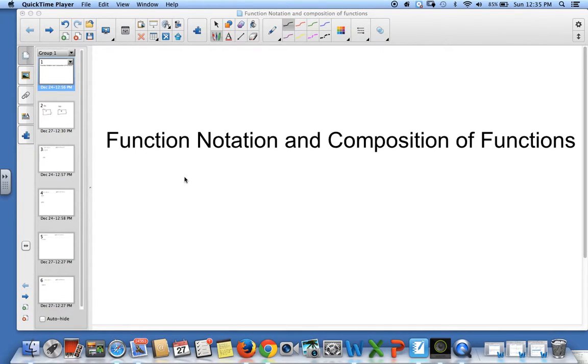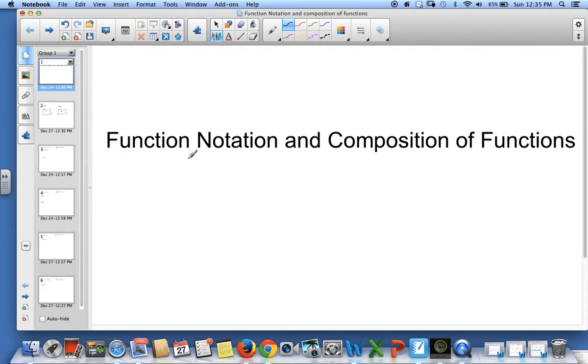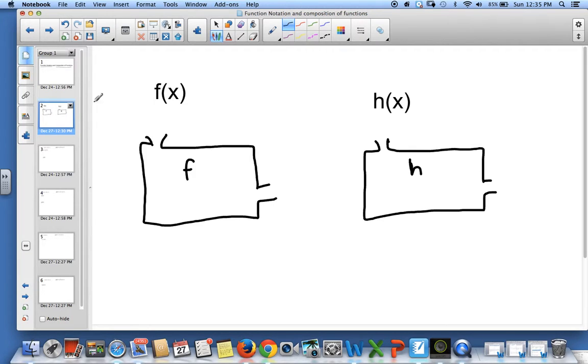We talked earlier about what a function is and definitions, and now we're going to talk about function notation and how we write a function and how we call things functions. And then we're going to talk about the composition of functions, which is functions within functions. And I'll explain that as we go. This is kind of what I look at.